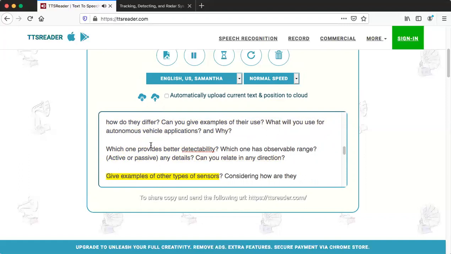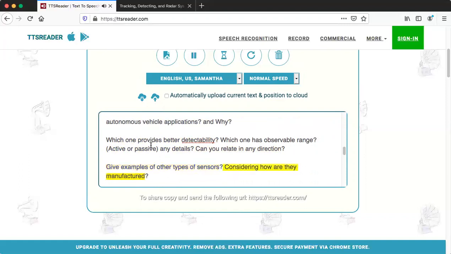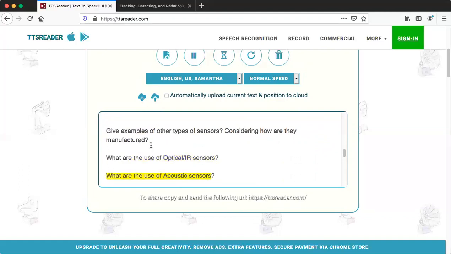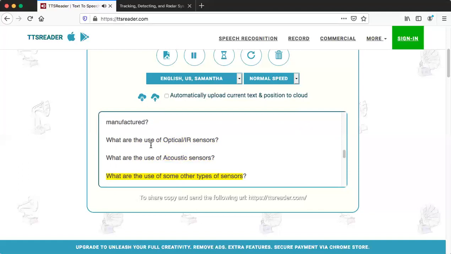Give examples of other types of sensors. Considering how are they manufactured? What are the use of optical IR sensors? What are the use of acoustic sensors? What are the use of some other types of sensors?